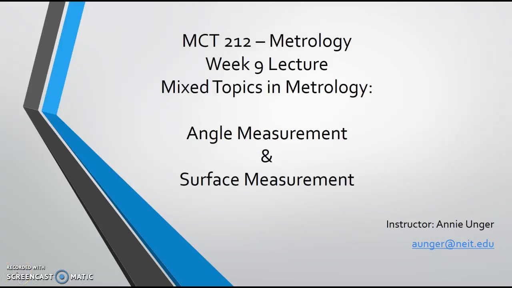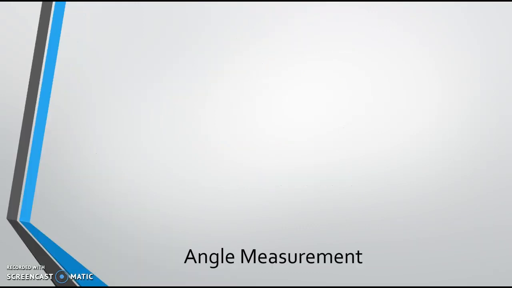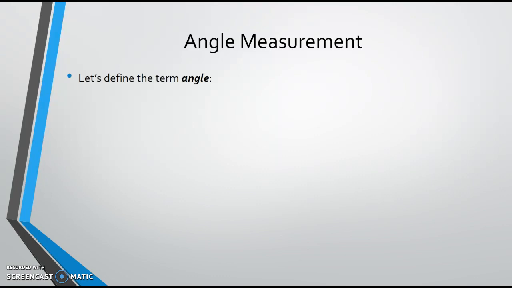Two topics in metrology that we're going to continue to cover are angle and surface measurement. This first video will cover the concept of angular measurement. The first thing we'll define is the term angle. Remember that an angle is really nothing more than a measure of divergence. We're talking about how quickly or how slowly two intersecting features diverge. That's really how we form an angle.